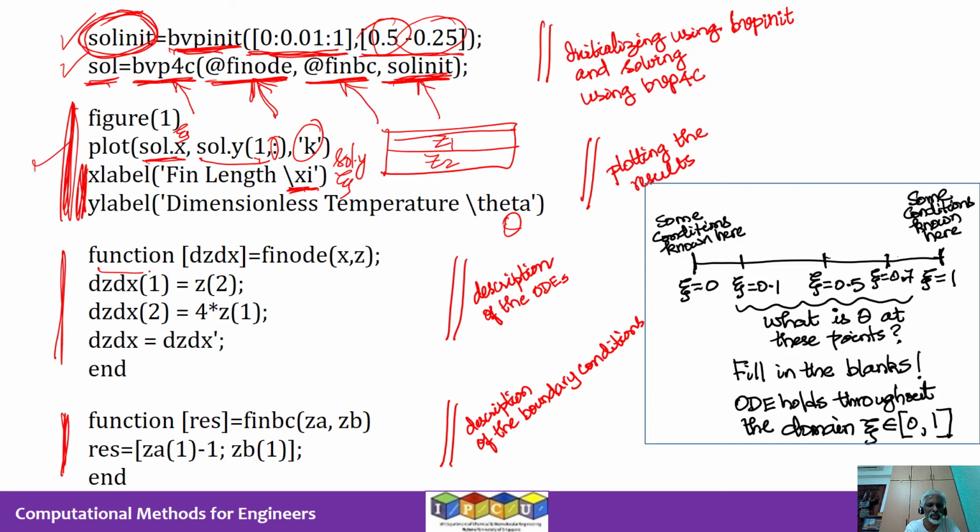So you say function, let's say dz dx, some variable dz dx. So I'm saying it's like dz d psi, if you like, but we don't have psi and the Greek symbols in Matlab. Therefore we just say dz dx is equal to fin ode, because this is the name I've given it here. So this name and this name must match. So fin ode brackets x comma z. So x is the independent variable and z is the dependent variable, semicolon.